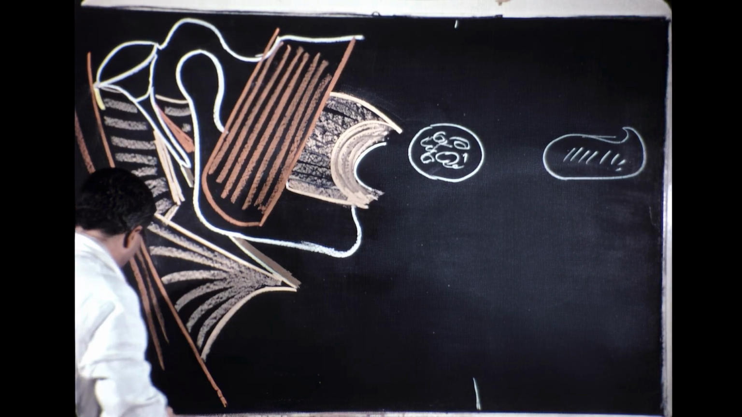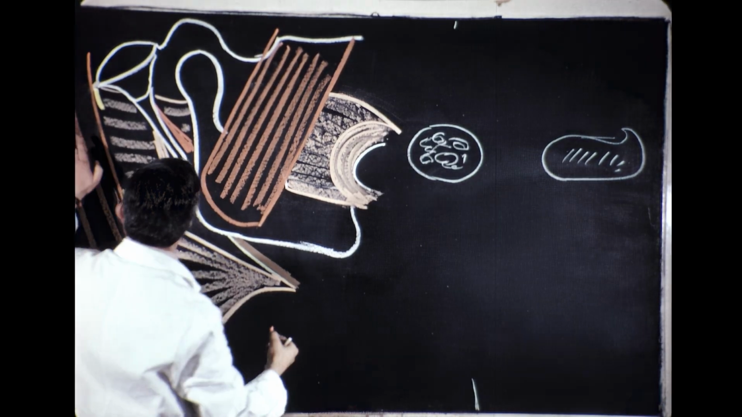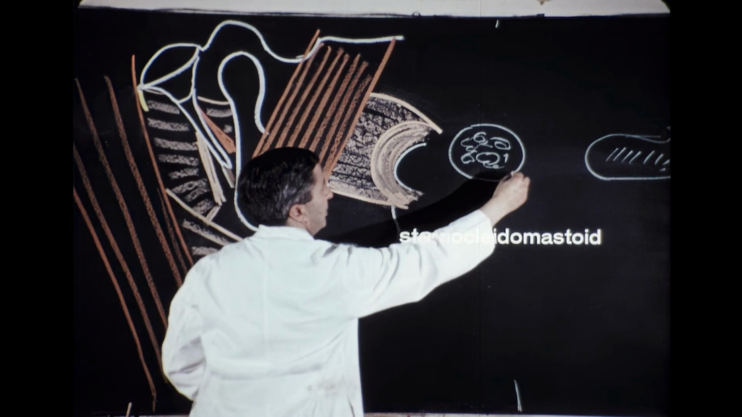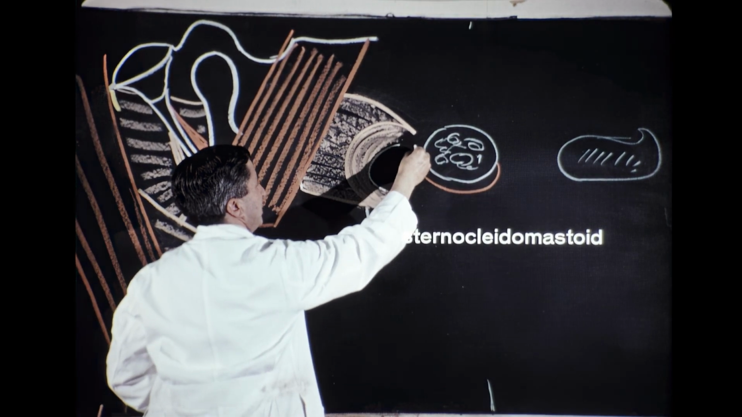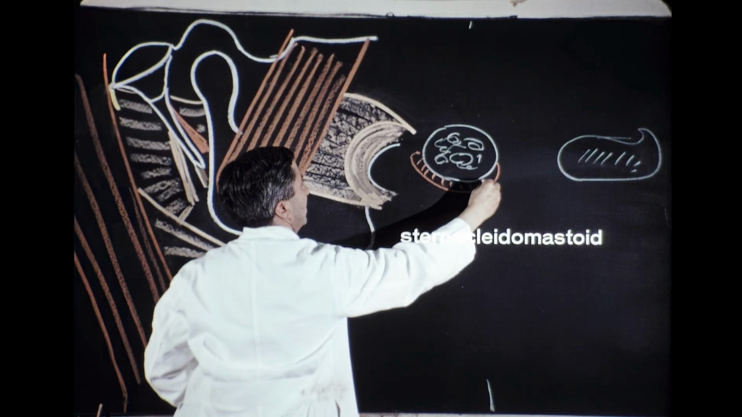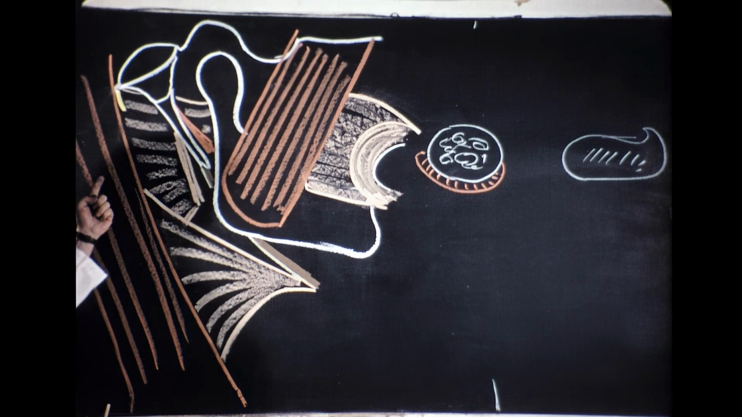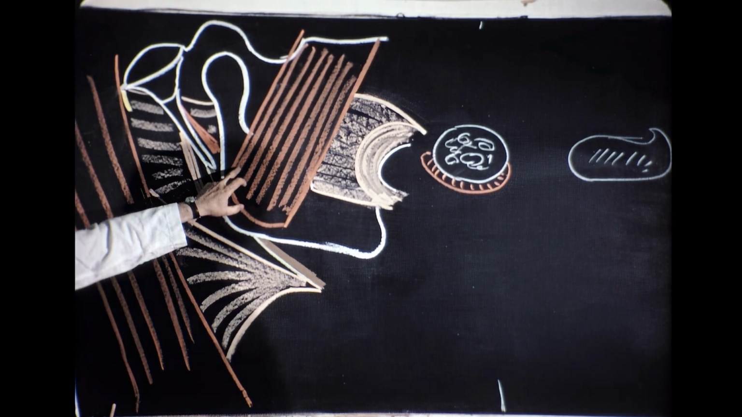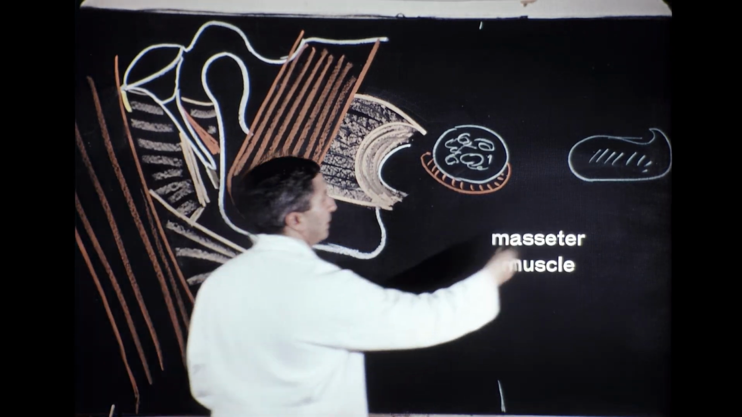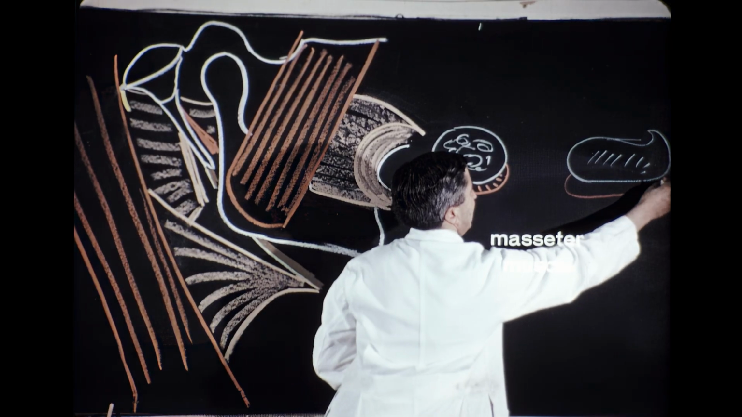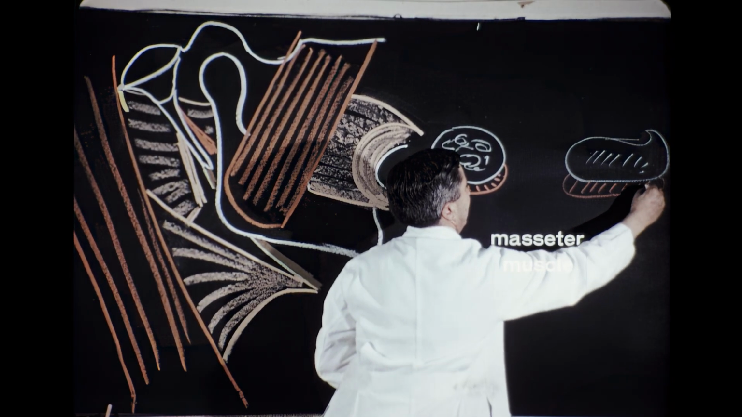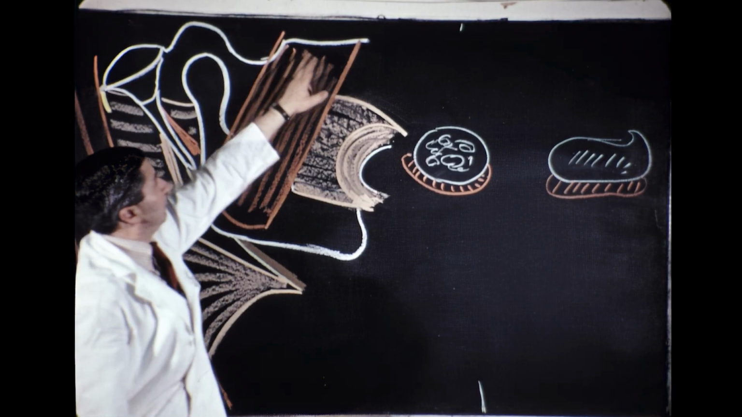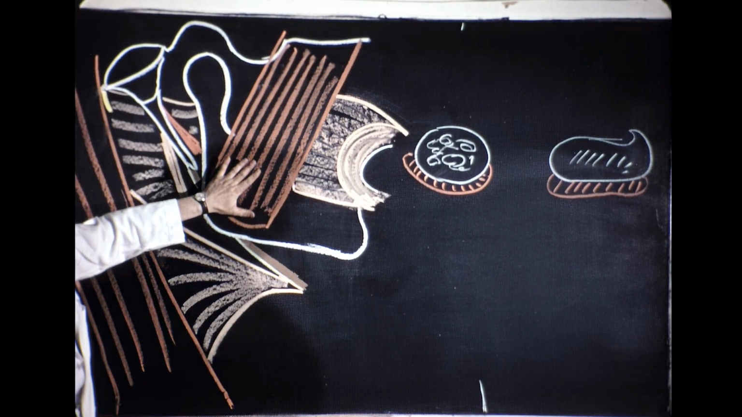I'm going to put in here the sternocleidomastoid, and I'm going to put in on this side the sternocleidomastoid. On the outer surface of the mandible, we have the masseter muscle. Masseter coming down from the zygomatic arch and being inserted into the outer surface of the mandible.